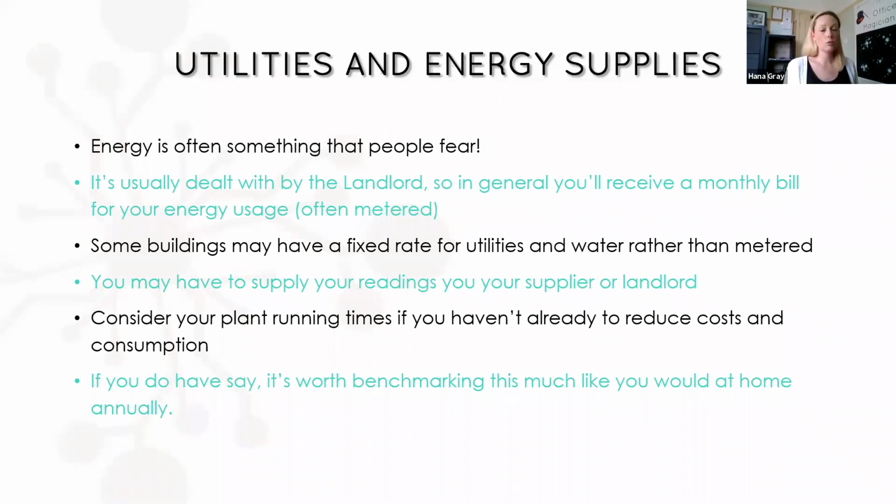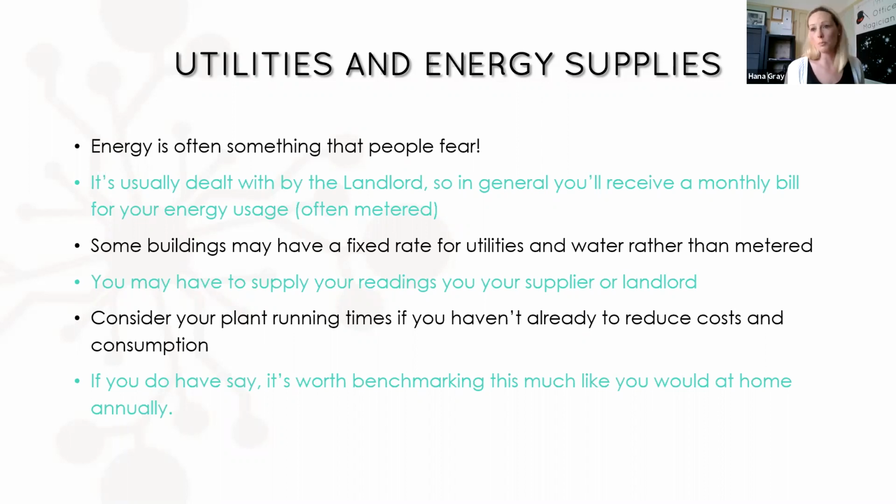Generally, you'll receive a monthly bill, probably from metered usage of your water, electricity, gas, whatever you're metered on. If it's not metered, then you may have to supply readings to your supplier or your landlord, or manage that directly yourself. Some buildings may have a fixed rate for utilities and water rather than metered. So again, much like at home, you can choose to pay a fixed rate for your water or have it metered. It's worth checking out, particularly in areas outside of London. It differs quite a lot.